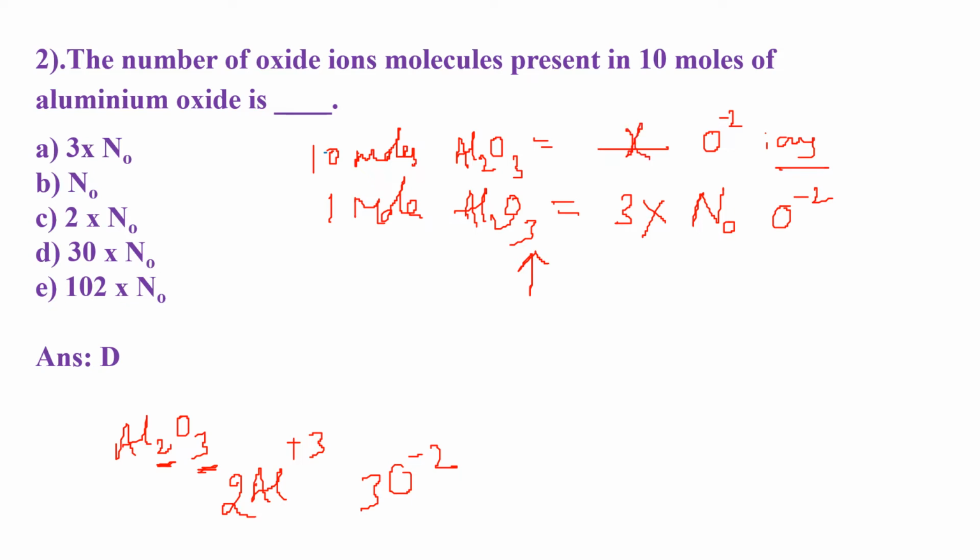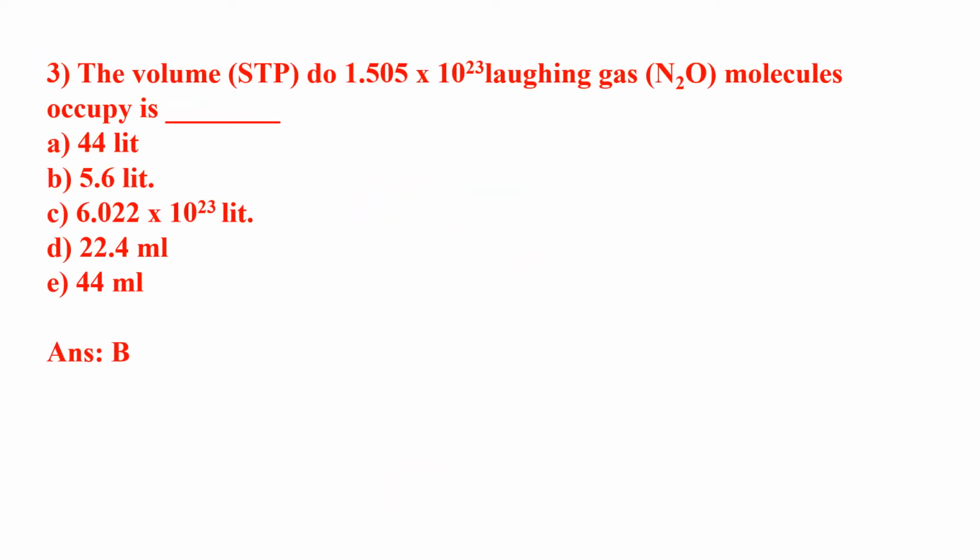Then put X for 10 moles: 1 mole gives 3 into Avogadro number. Crisscross, then that is 10 into 3 into N naught, which is 30 into N naught. This is your answer. Answer is D. Questions like these are very important in various competitive examinations.